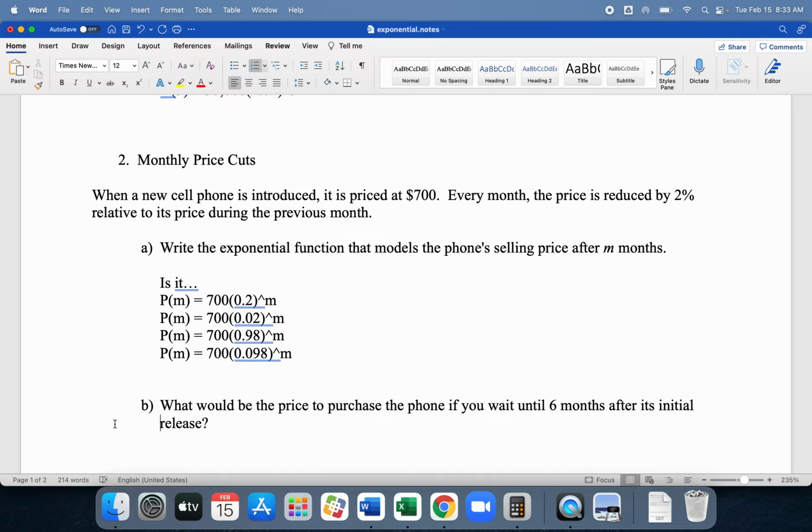So I've got 700 times 0.98 to the m power. Where does 0.98 come from? I don't see any 98s or 0.98s or anything like that in the question. What on earth is that?